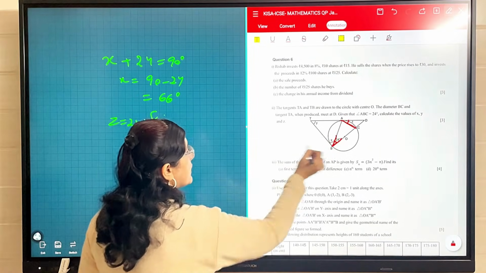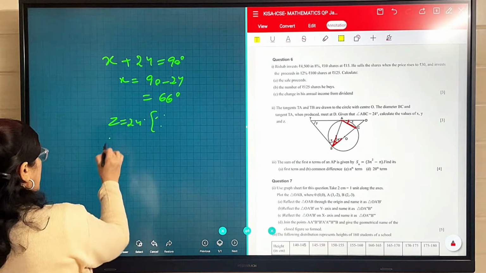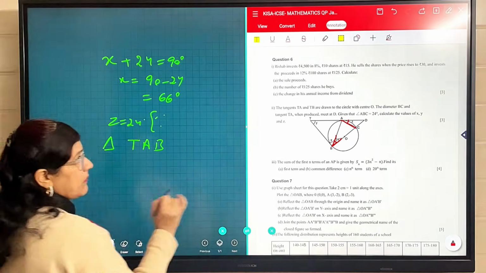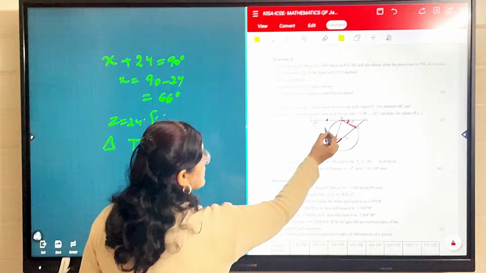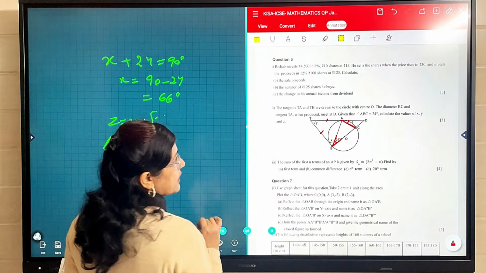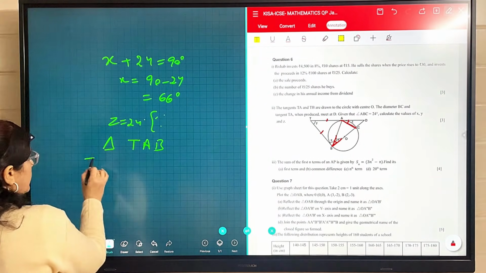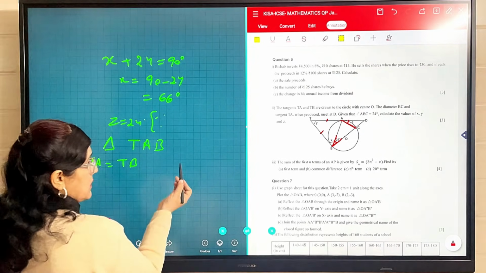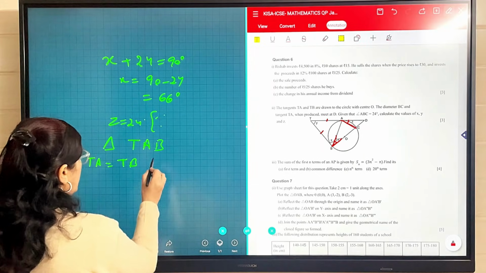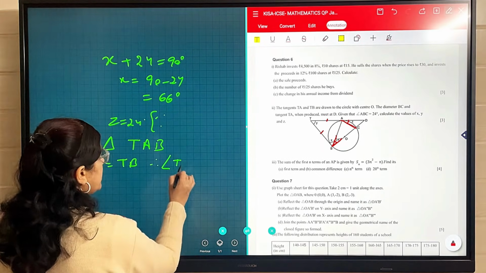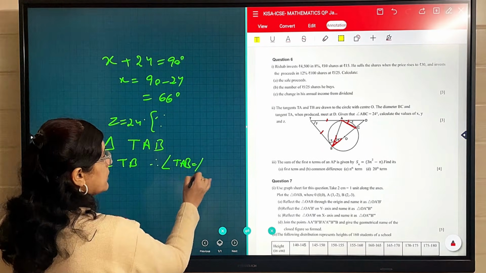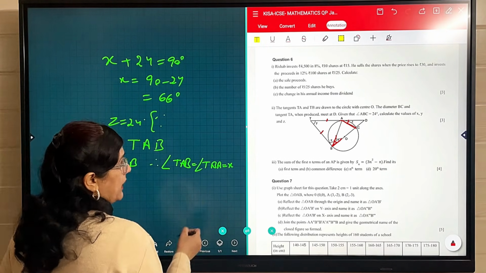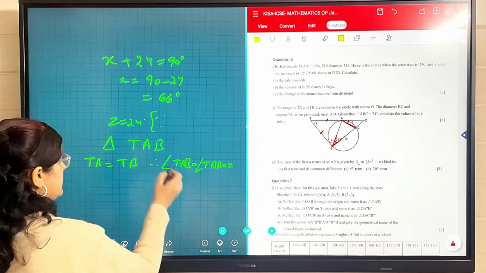But now we are considering angle TAB. So we are taking triangle TAB. In triangle TAB, we know that these two are the tangents from the same exterior point T. So we know that TA is equal to TB. So by the isosceles triangle property, these angles should be equal. Therefore, angle TAB is equal to angle TBA, and both are equal to X, because we have already calculated TBA as X, meaning 66 degrees.